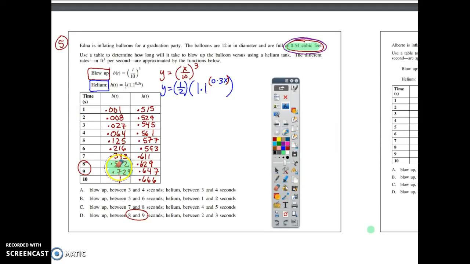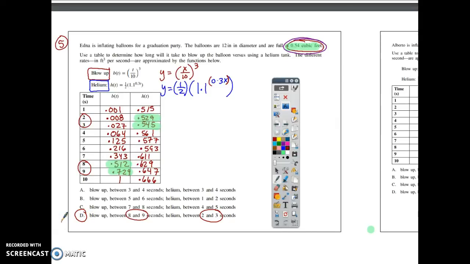So I highlighted this one over here. I highlighted these two because that's when the balloon gets full. Remember, it has to be full at 0.54 cubic feet. These two are between 0.54 cubic feet. So on this side, which two are between 0.54 cubic feet? So that would be between 2 and 3. So the answer would be D.